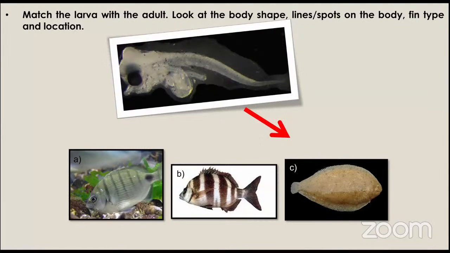See, so that fish there is called a sole. The first one is a blacktail. The second one, it's a zebrafish. And the third one there is a sole. So that larvae that you see over there belongs to the sole, and you can clearly see the spots on the body of the sole. And it's definitely not a blacktail, the first one, because it doesn't have stripes on its body. And it's definitely not a zebra tail as well.